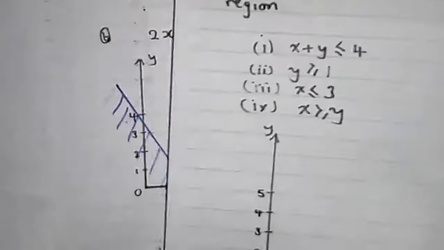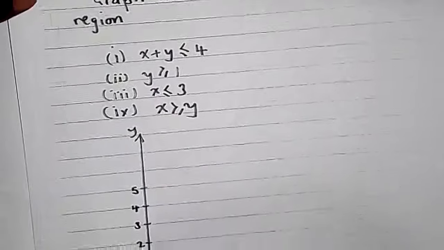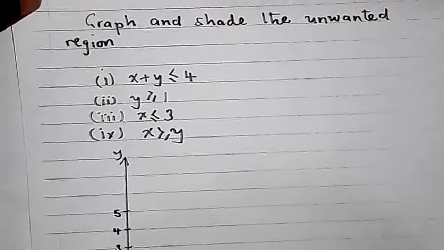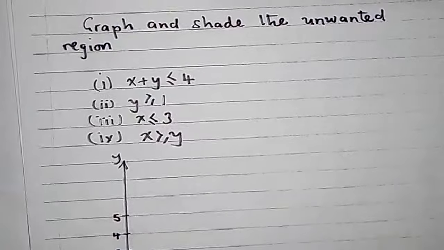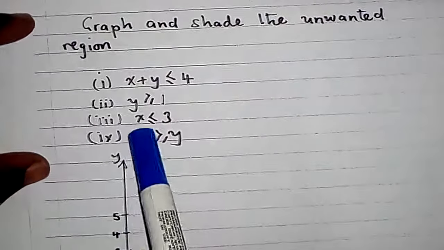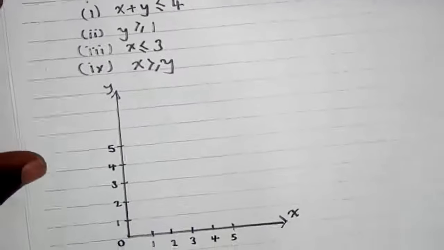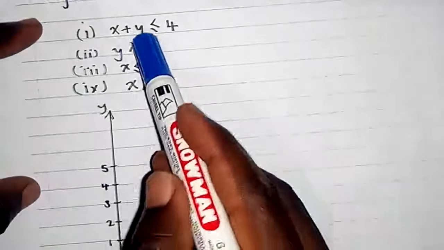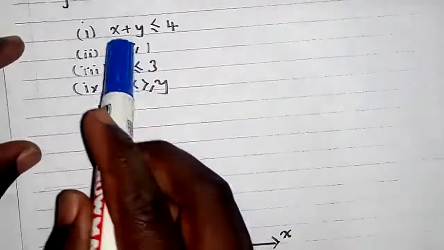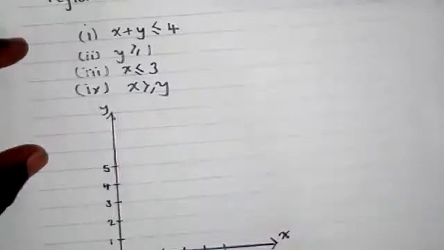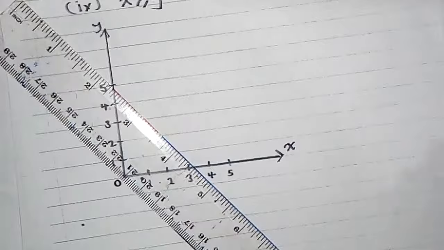Now at this point in time, let's try to answer this question. We have these equations or inequalities, and we are asked to shade the unwanted region. So how will this look? We'll start with this one. Go through the same procedure of plotting. Plot it, and when you plot it, it will look like this.